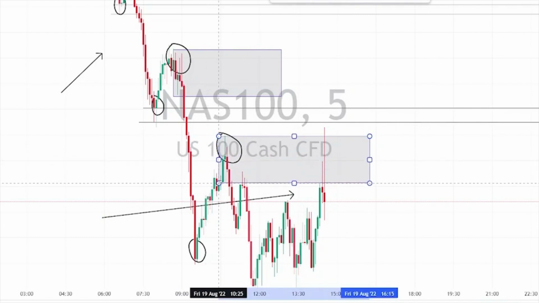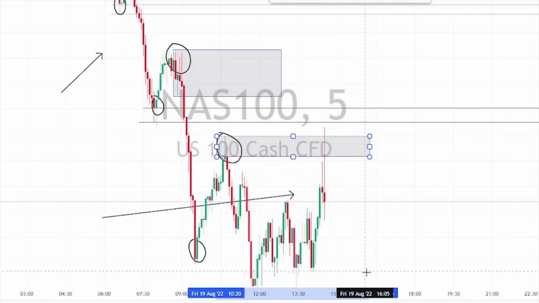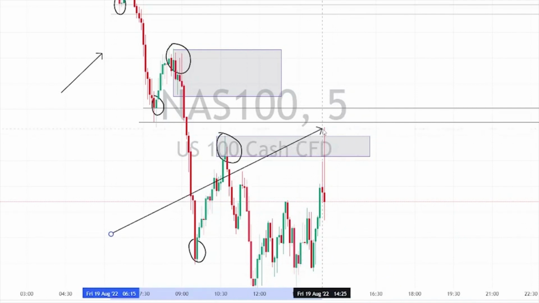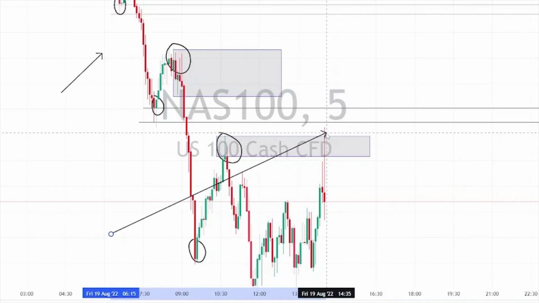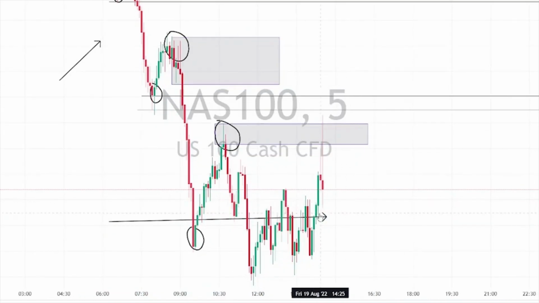You could try it out. Since our supply has been disrespected by this wick, we adjust it to use it as a resistance and wait for price to close below it, then take a sell. We have to take the break of a candle.